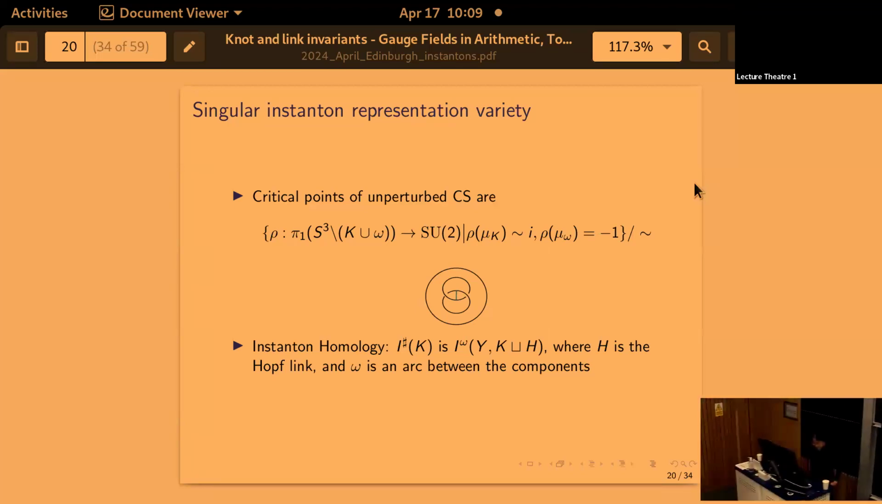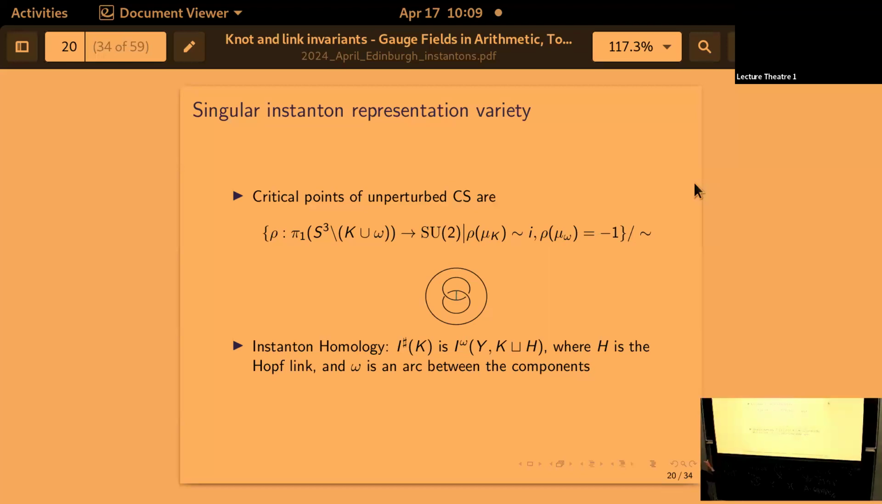Okay, so yes, the instanton Floer homology is this homology that you get generated by flat connections, which look like this but perturbed, and you count instantons on S3 times I that agree with one flat connection on one end and the other flat connection on the other end. Okay, so these things, it turns out, like I said, you can sort of compute explicitly what the critical points are.